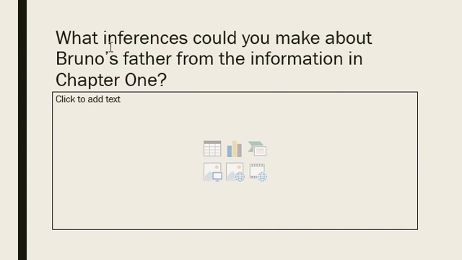For slide 10, what inferences could you make about Bruno's father from the information in chapter 1? Specifically in chapter 1, what do you think we could infer or make assumptions about based on what we've read? Think about his personality, and also think about what it would take to get to the top ranks of the Nazi Party. Just kind of using prior knowledge and outside information to help you answer this question.